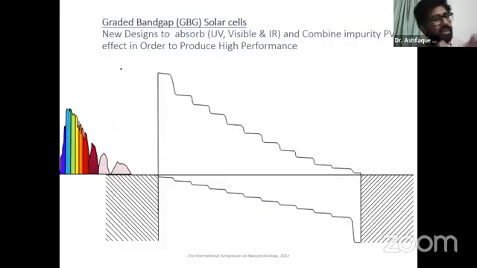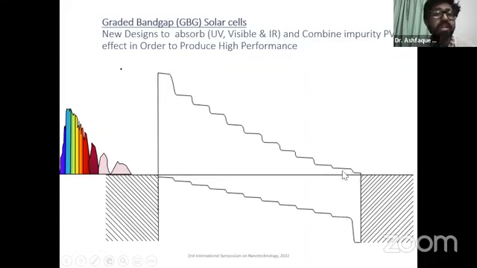So the basic idea of graded bandgap solar cell is that the band gap for this kind of solar cells, and it's a multi-junction solar cell, of course, actually decreases from high band gap towards the low band gap. If you take a look at this figure, the initial material used has a high band gap, and if I go to the last material over here, it's a low band gap material.